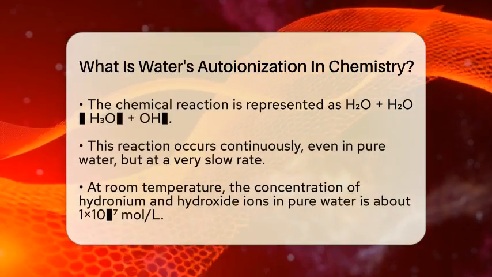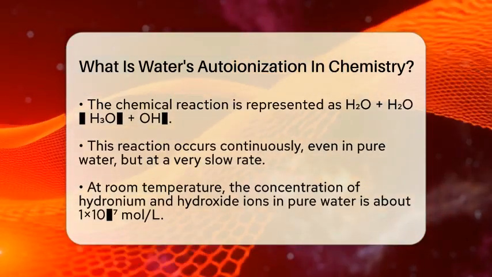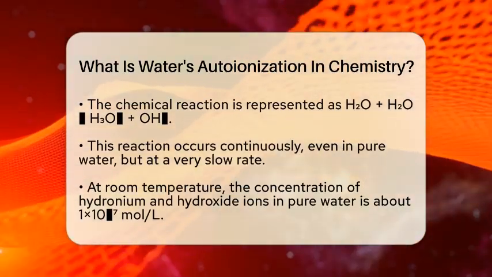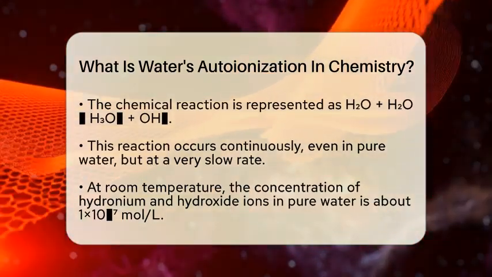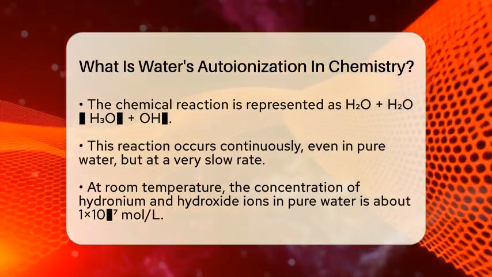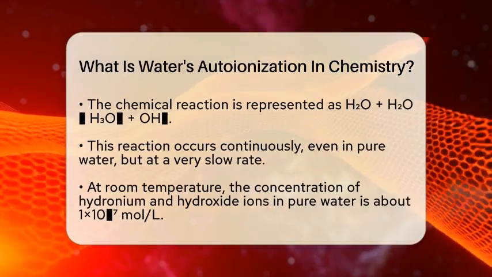The chemical equation for this reaction is simple. Water plus water makes hydronium plus hydroxide. It looks like this: H2O + H2O ⇌ H3O⁺ + OH⁻. This reaction happens all the time, even in pure water. But it's very slow and only a tiny fraction of water molecules are involved at any moment.